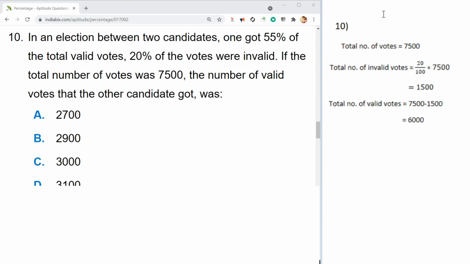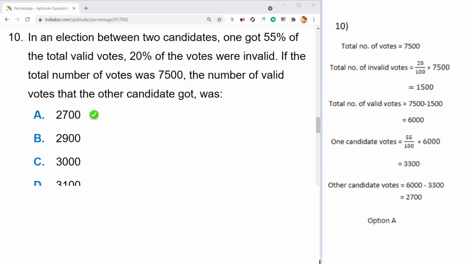One person got 55% of the total valid votes. That means 55 by 100 into 6,000, that equals 3,300. Out of total valid votes 6,000, one person got 3,300. That means the other person got 6,000 minus 3,300, which is 2,700. Option A.